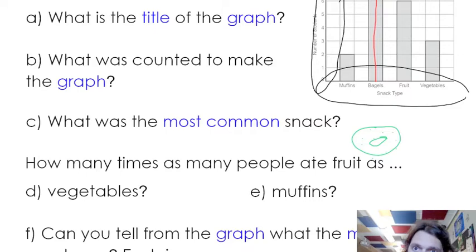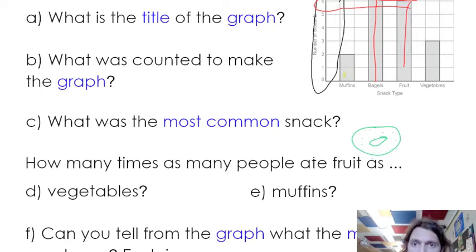So if we look up and we draw all the way to the top and we draw our line across, looks like 6 people ate fruit. I'm just going to erase some of this stuff here. There we go. Still figuring everything out. So it looks like 6 people had fruit.